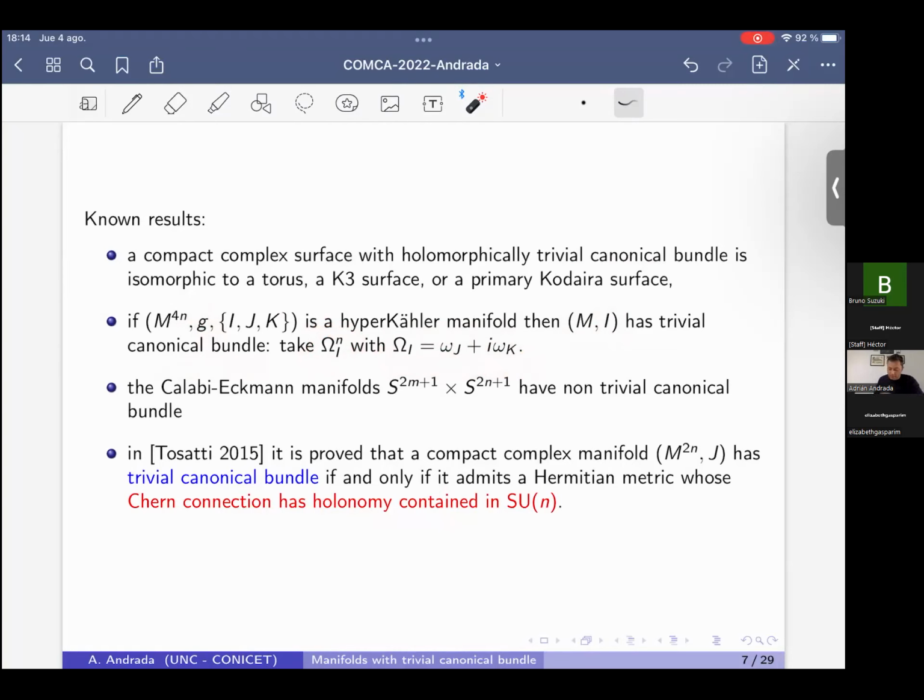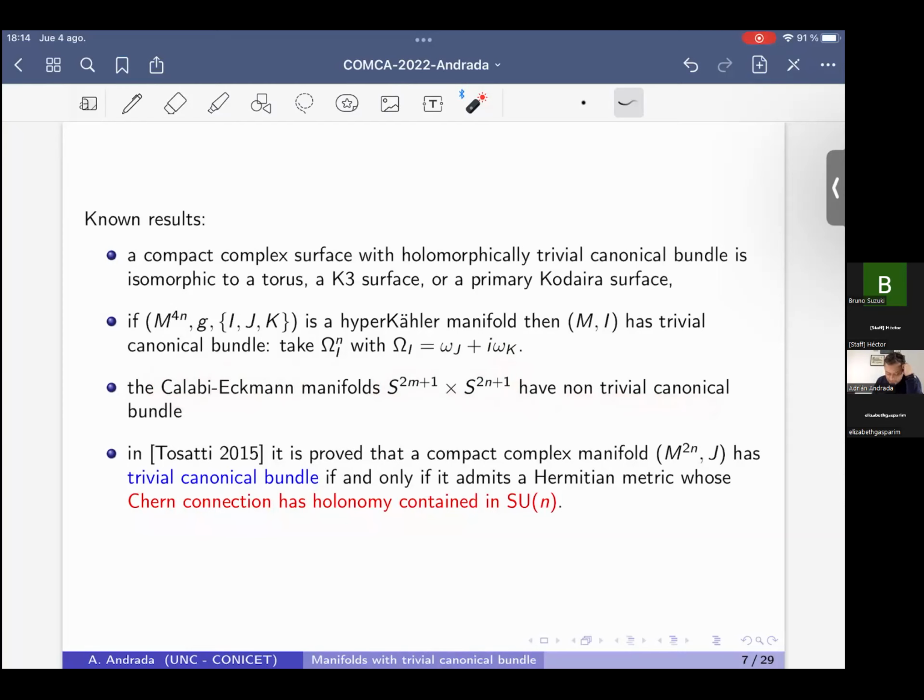Okay. But there are some examples of complex manifolds which do not have trivial canonical bundle. For instance, the famous Calabi-Eckmann manifolds, which are simply the product of two odd-dimensional spheres. It can be seen that the canonical bundle here is not trivial.